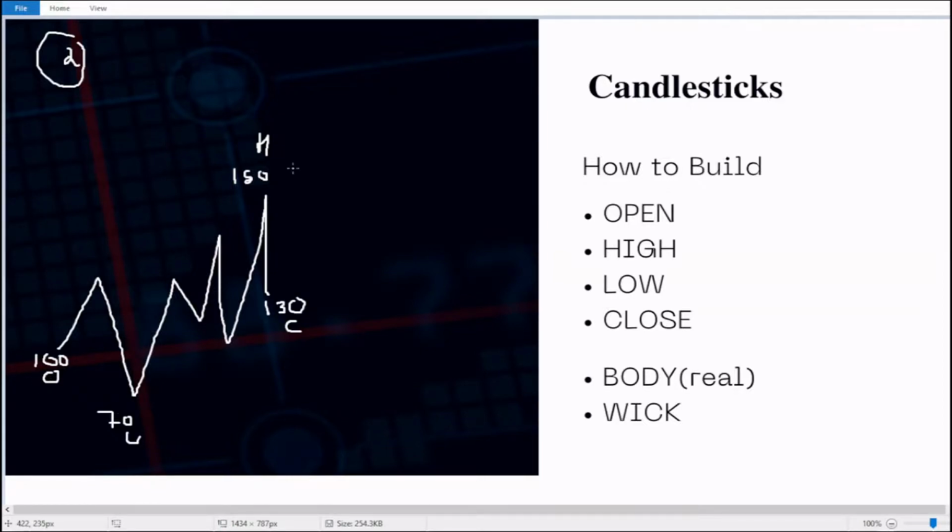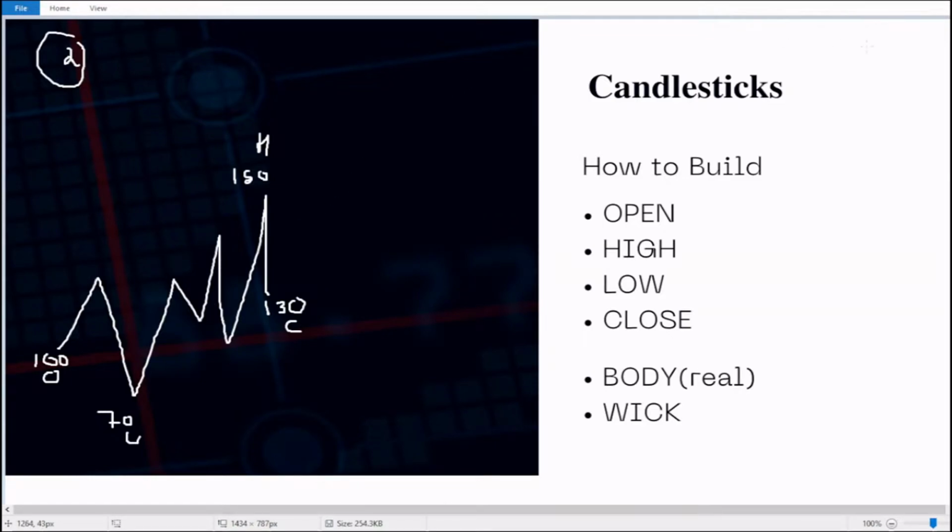So we have four important data points: O, H, L, C. Now, if you look at the right side of the presentation, I have mentioned how to build a candlestick. We need four important data points: open, high, low, and close. So we have been able to draw all four.